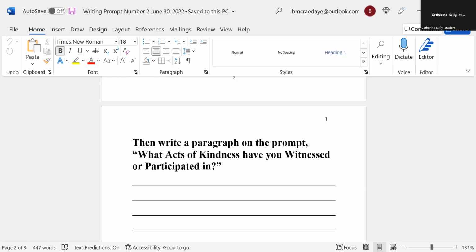Paragraph 3 of the introduction, right? Yes, I got that. And the entire conclusion, because you wrote it last week. You just need to send it to me. That way I can put it in the essay. And then this prompt on acts of kindness.